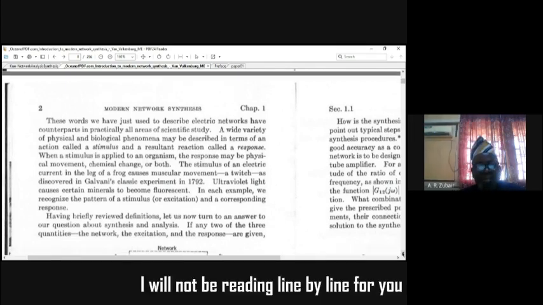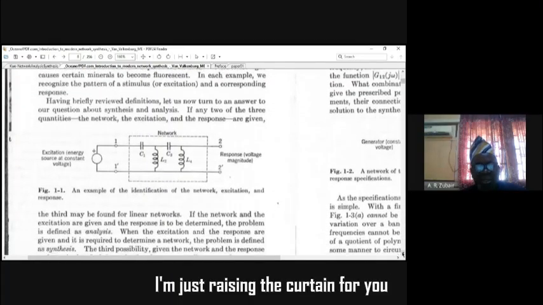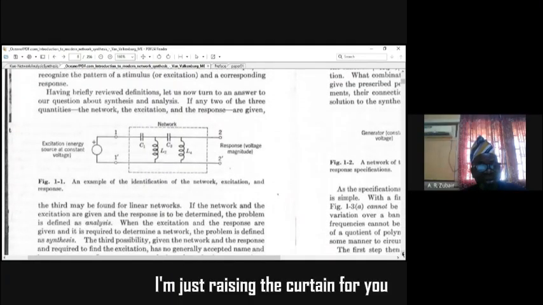I will not be reading line by line for you. You are supposed to be doing the reading. I'm just raising the curtain for you.